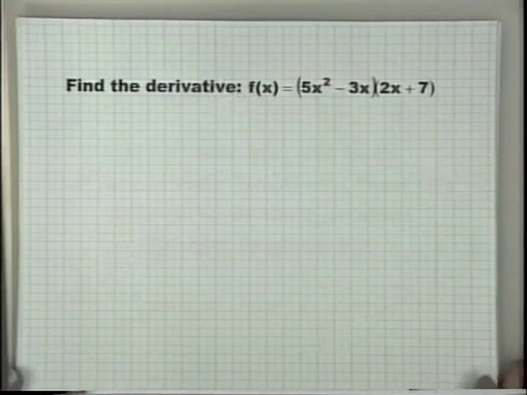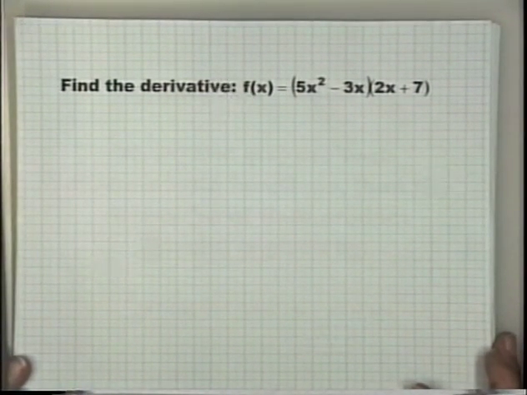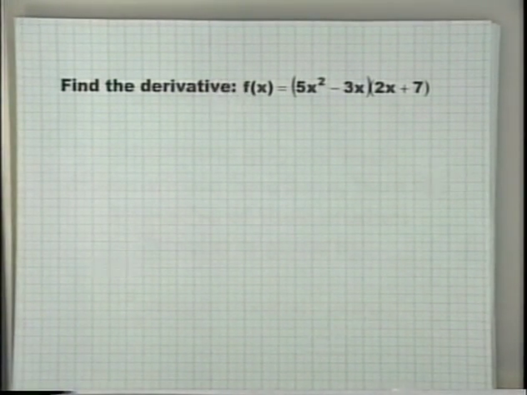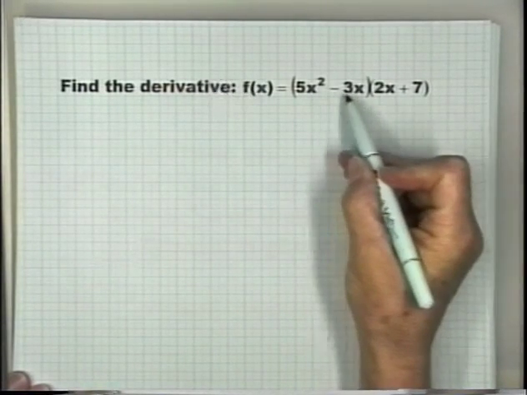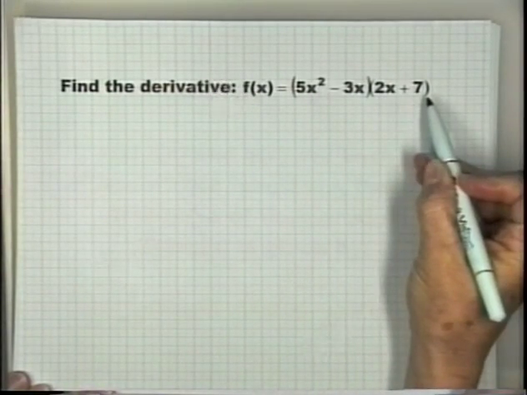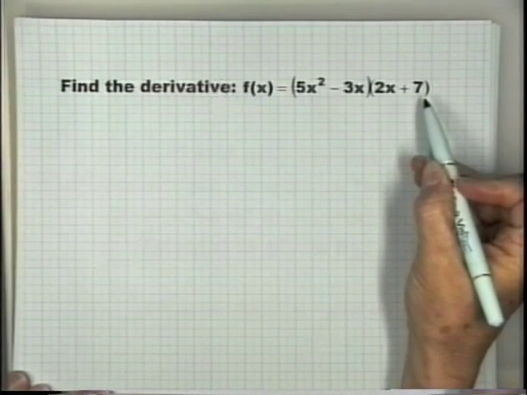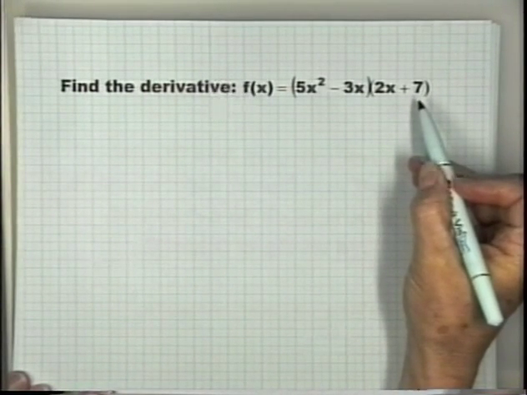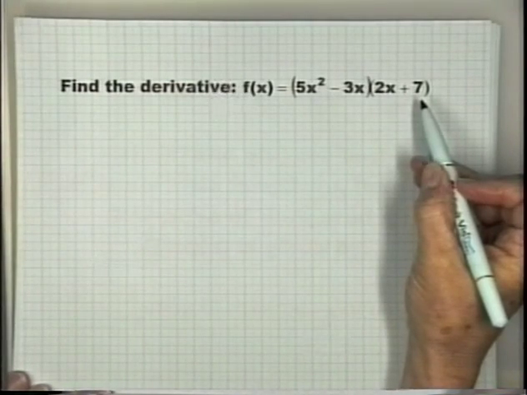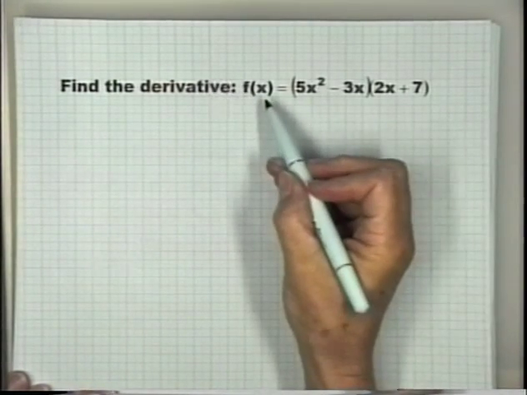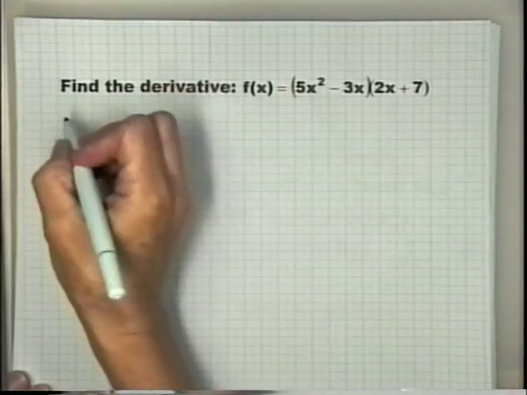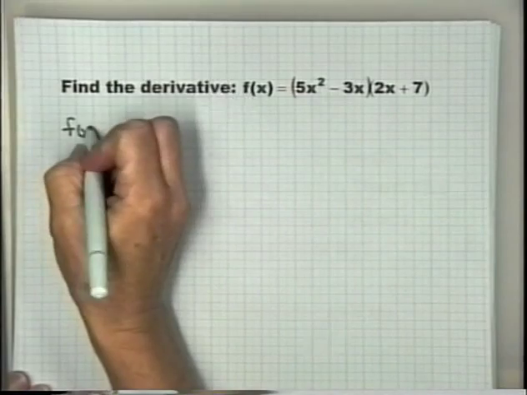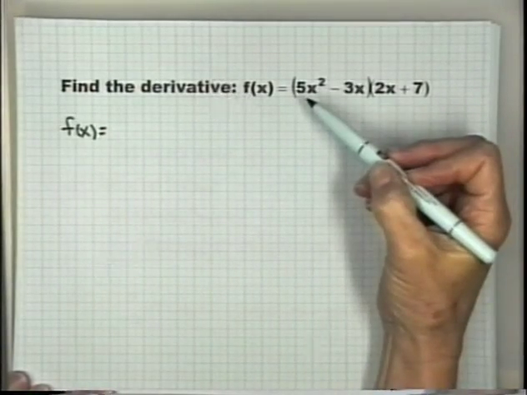Find the derivative of f of x equals 5x squared minus 3x times 2x plus 7. We do not have a rule right now that tells us what to do if we have one function being multiplied times another function. So what I'd like to illustrate for you using this particular function is something that you cannot do. For example, we can multiply these two functions together, can't we? Let's do that and rewrite our function. We're just going to use a FOIL process here.